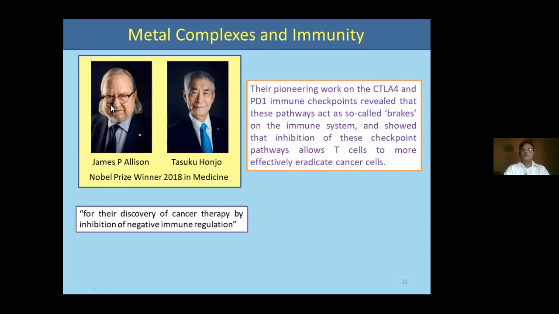Now, these two scientists have shown that for cancer treatment, if you can nullify the activity of these checkpoints, then our T cells will become so active that they themselves can kill the cancerous cell. So that is the way they got the Nobel Prize in 2018 in medicine.